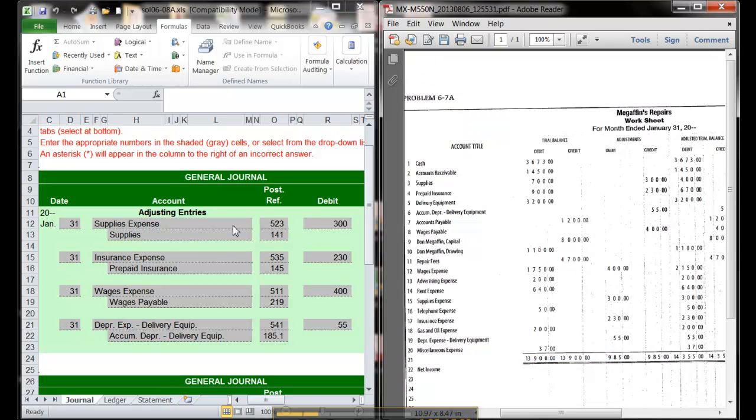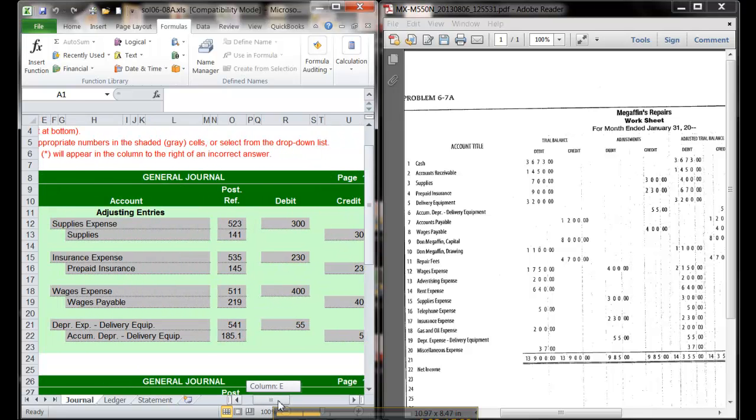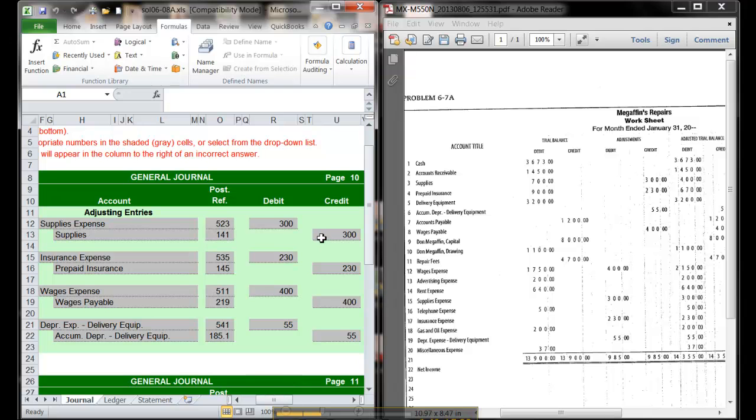I debited supplies expense for 300 and credited supplies also for 300. I'm trying to get it to where you can see everything. Then B, my next one, was my prepaid insurance. So I debited insurance expense, credited prepaid insurance. Then I had my wages expense and wages payable, and then my depreciation expense and my accumulated depreciation. That comes directly from these adjustment columns here. We'll come back to the post-referencing after we post.